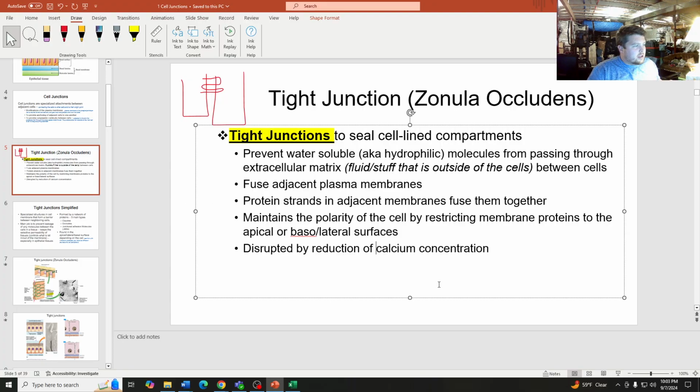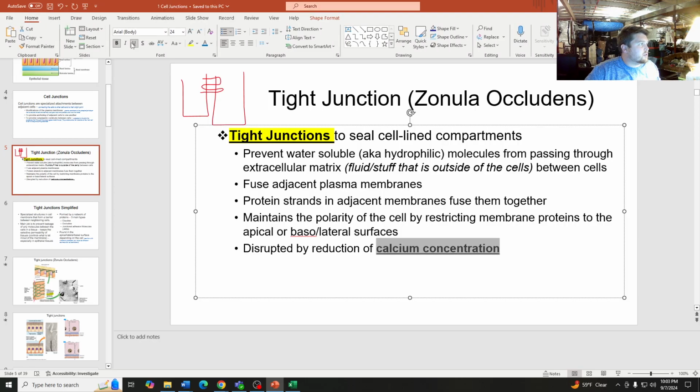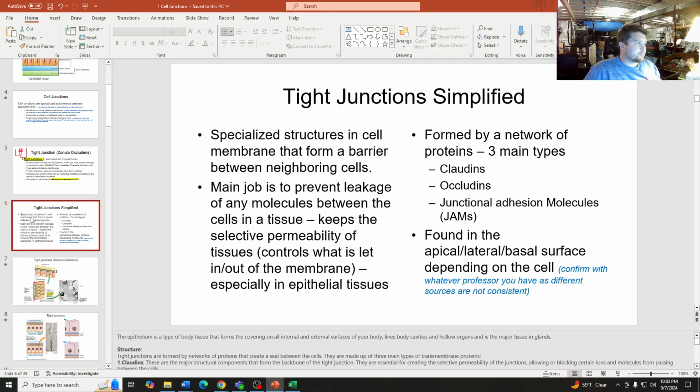Big thing to understand here, this is controlled by calcium concentration. This is a question that they like to ask on tests. That the tight junctions are controlled by calcium.